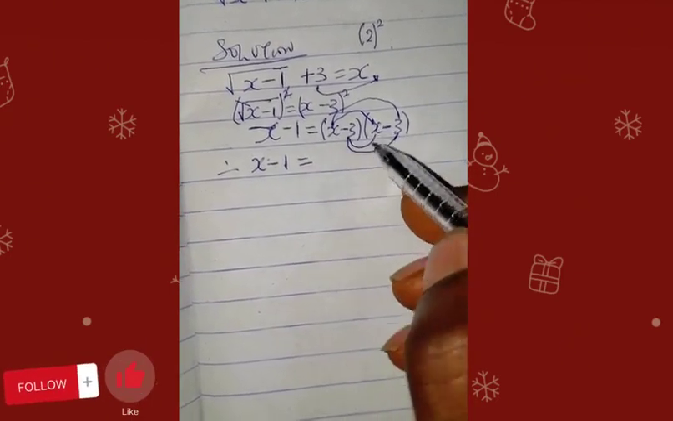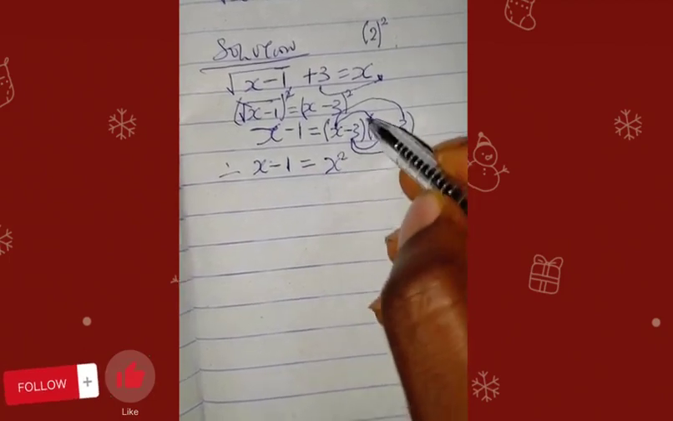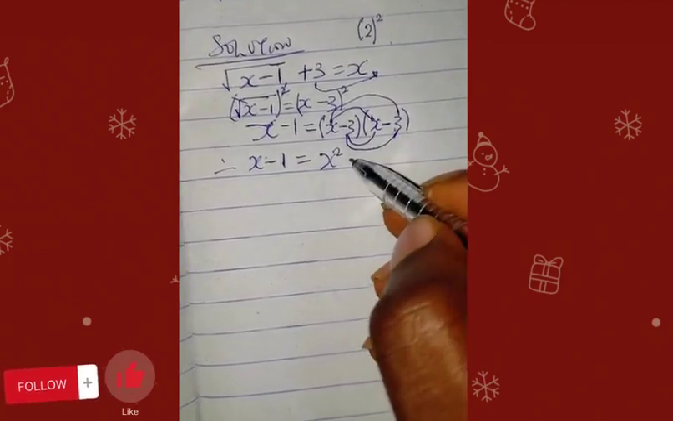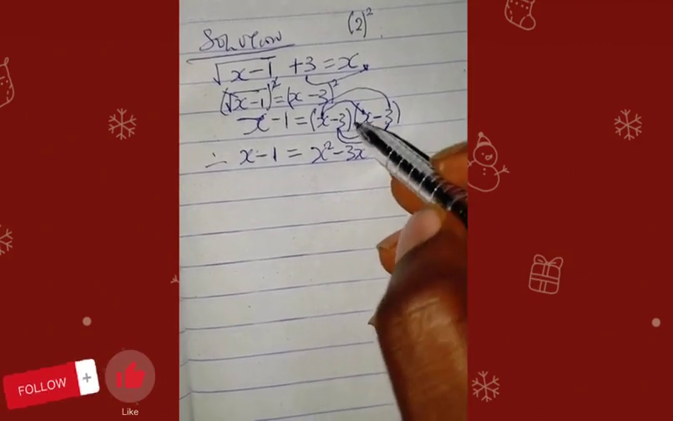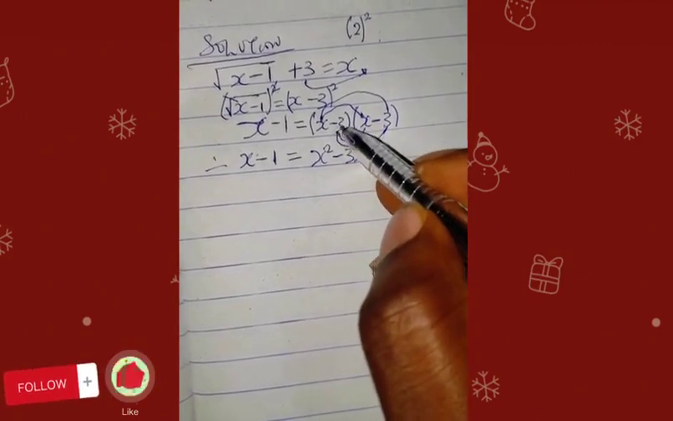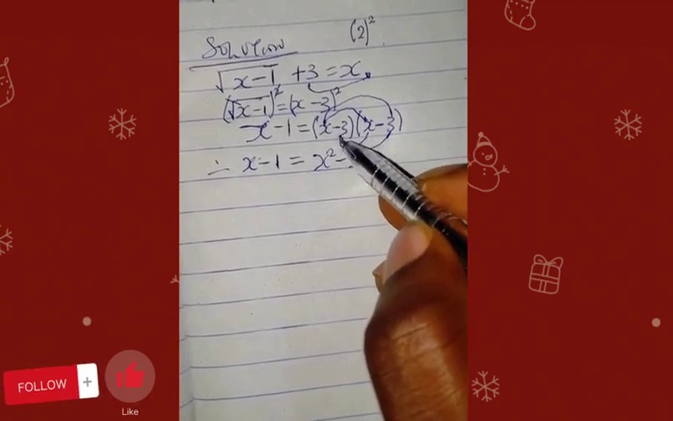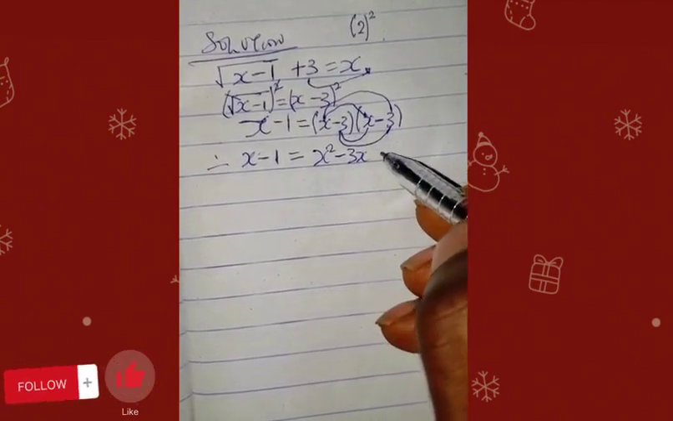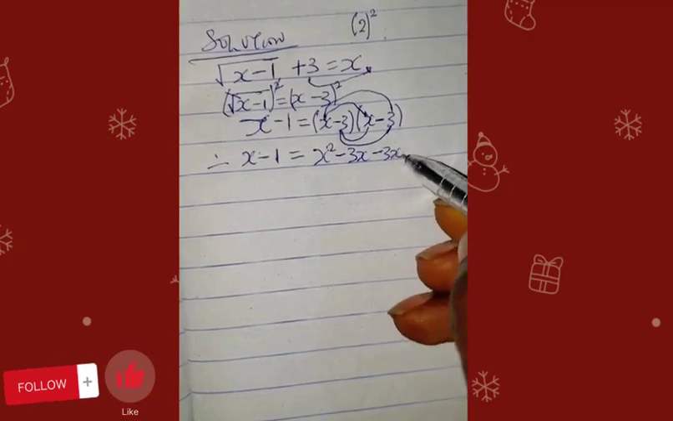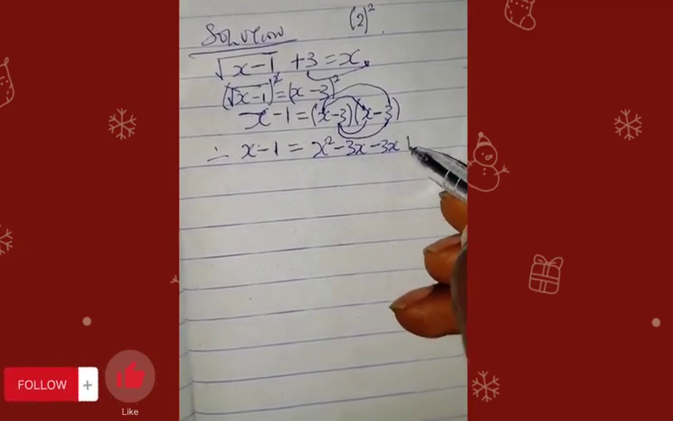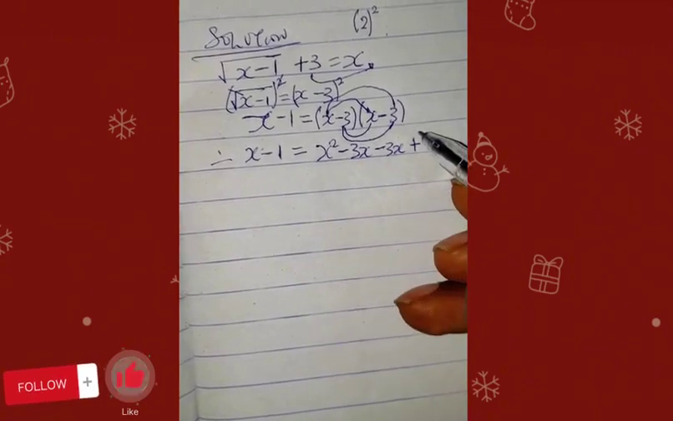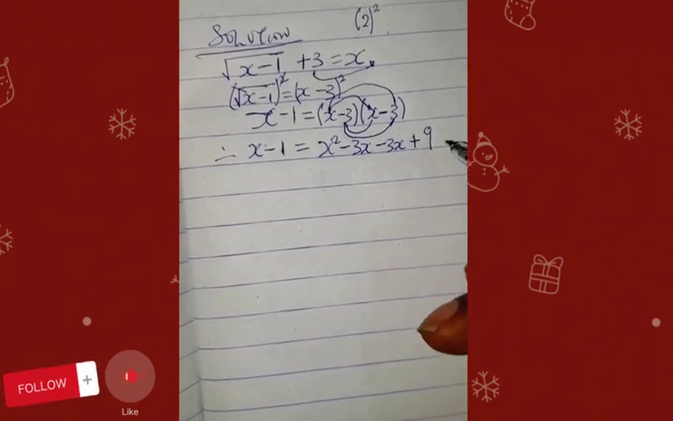X times x should give us x squared, then this x times minus 3 should give us minus 3x. Just merge everything together. Now let's come to this second value. Now minus 3 times x should give us minus 3x, and minus 3 times minus 3, minus times minus should give us plus, then 3 times 3 should give us 9.